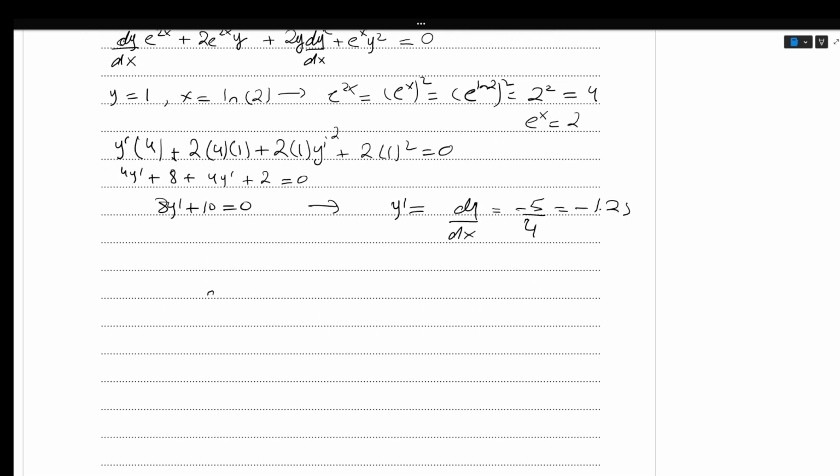Gradient was asked, gradient is equal to negative 1.25, and this will be your answer.